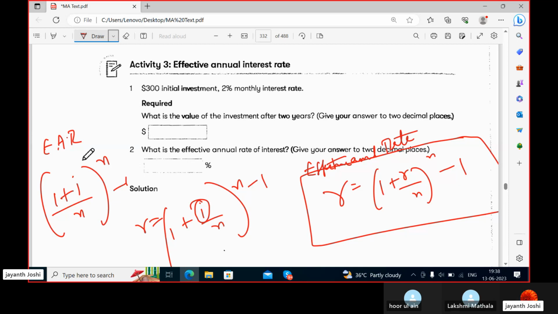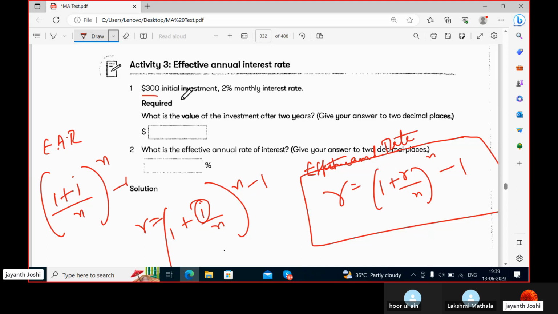Yes, sir. So more compounding frequencies, more rate you'll get, more rate of interest, more return.